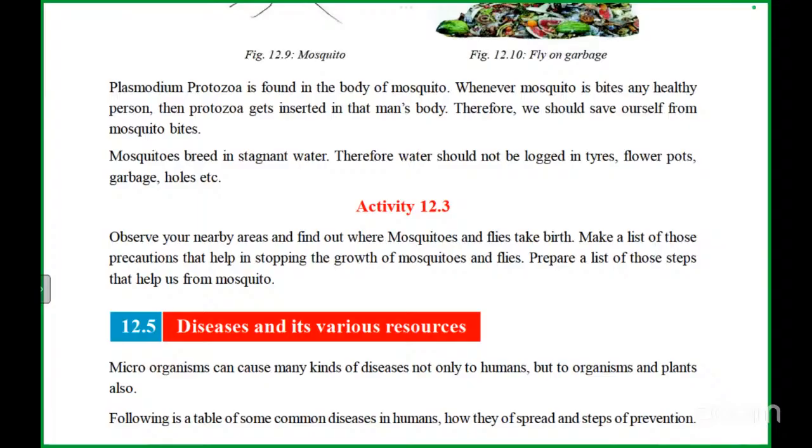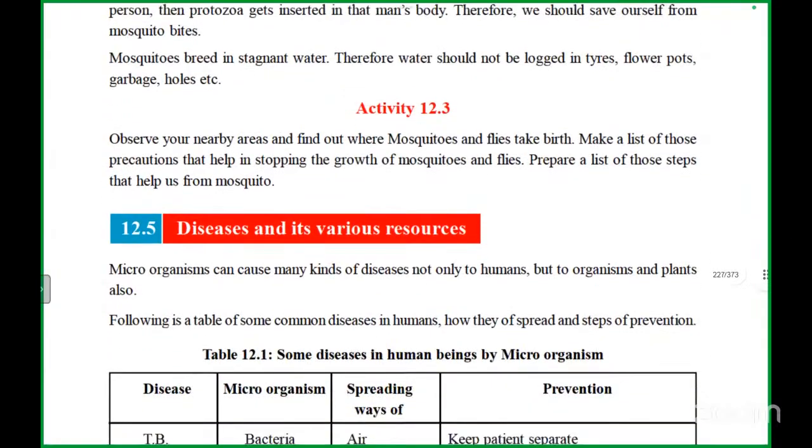So water should not be logged in our home. We should be very careful that there is no place in our home where water is collected and sitting there. Not inside tires, flower pots, holes, garbage, or any bucket or tub in the garden. It should not be there, because mosquitoes come and lay eggs, and then it becomes a mosquito area. So we need to be careful about that.